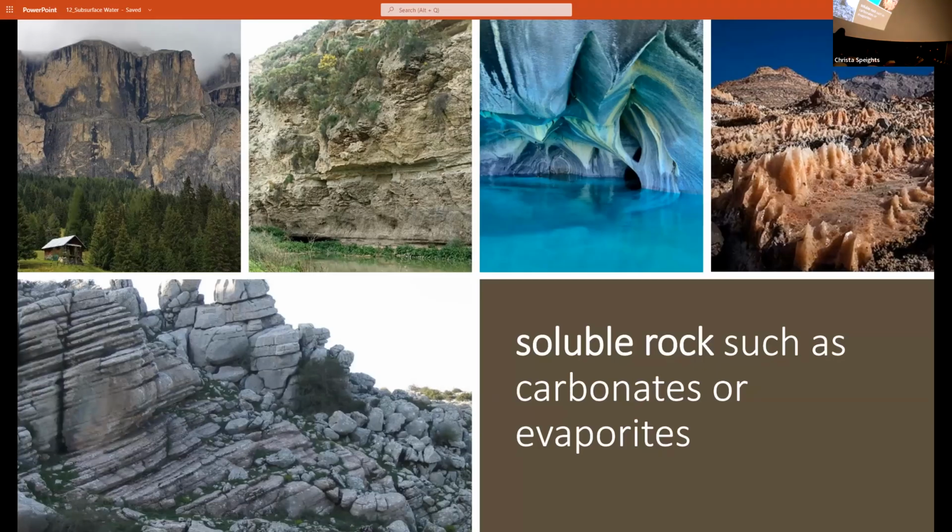So here are some examples of soluble rocks. This is dolomite. All of these are rocks that have caves and karst aquifers formed in them. We can have gypsum rock, marble, halite or rock salt, and then the most common cave former, and the one that we have around here, is limestone.